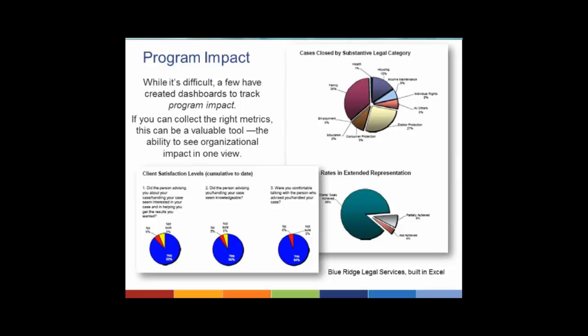So what good are you actually doing in the world? This is really difficult stuff, but you can try to get at it by looking at, down here on the bottom left, the client satisfaction levels, and over here on the right, the number of cases by substantive legal category. So you can think about what metrics you're using as a proxy for the impact you're having in the world.